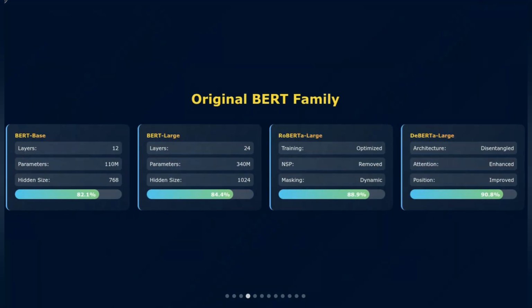Let's start with the original BERT family, the foundation upon which everything else is built. BERT Base is your Swiss Army knife of language models. With its 12 transformer layers, it strikes the perfect balance between performance and computational efficiency. Each layer contains 768 hidden units and 12 attention heads, totaling 110 million parameters. It's trained on BookCorpus and English Wikipedia, about 3.3 billion words total. BERT Base consistently delivers solid performance across diverse NLP tasks without breaking your GPU budget.